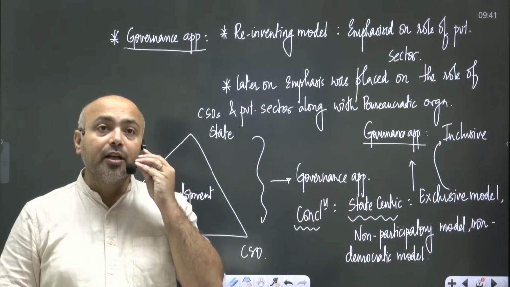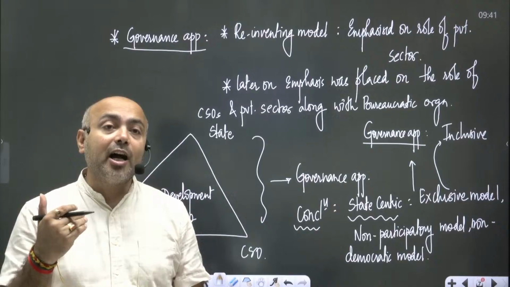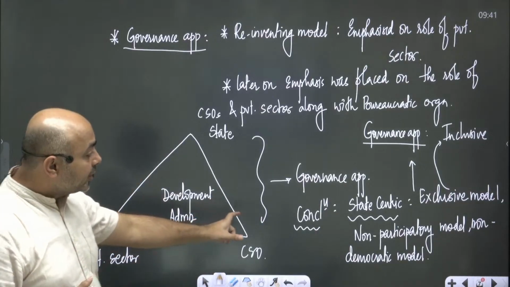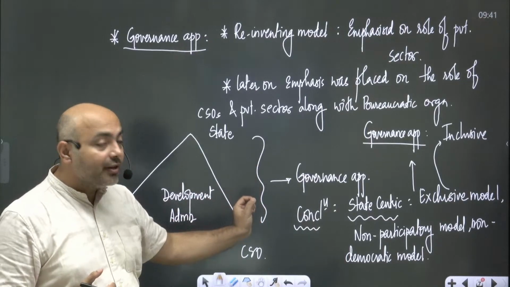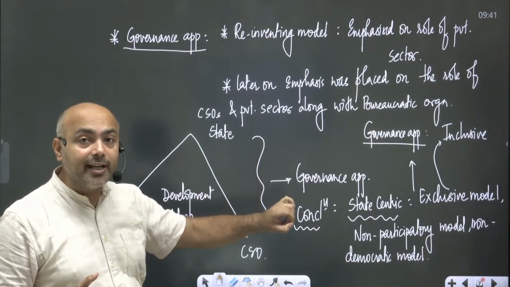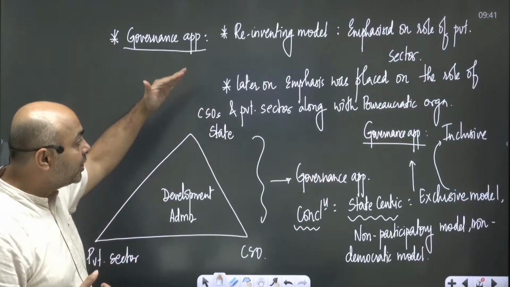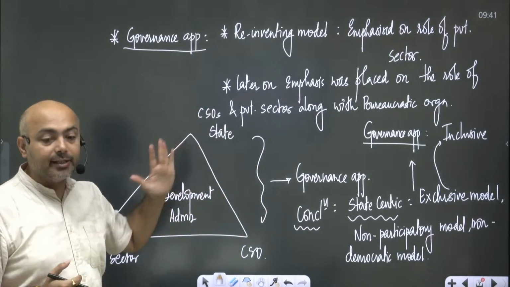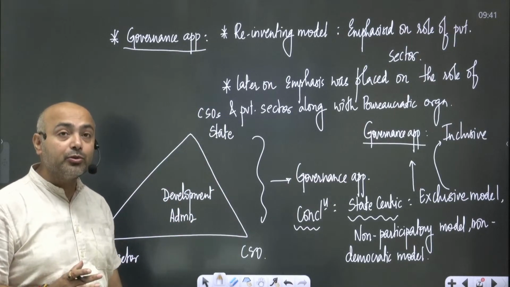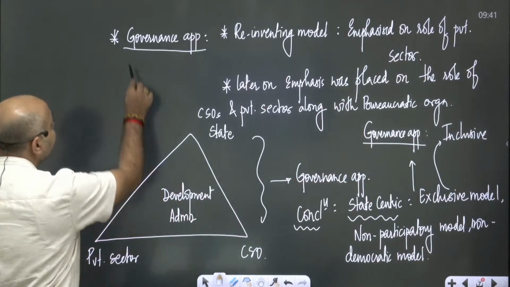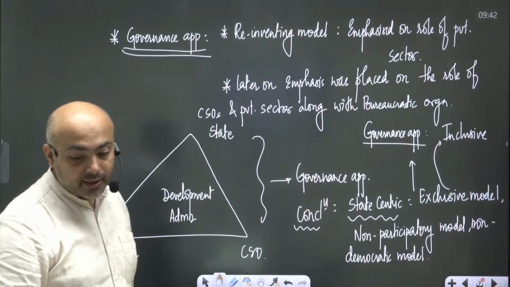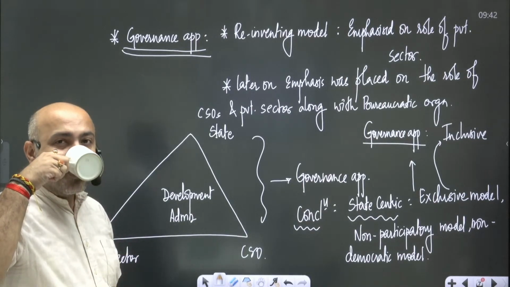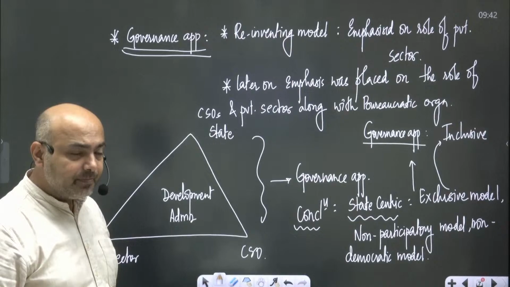It is basically a part of that. Okay? It is inclusive, it is participatory, and it is democratic model. This is basically what you are supposed to write here. ये है आपका the next 10 marker that is there. ठीक है?